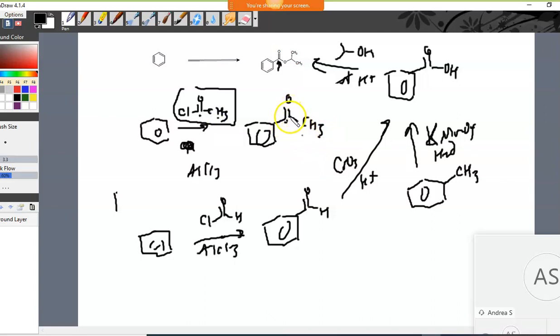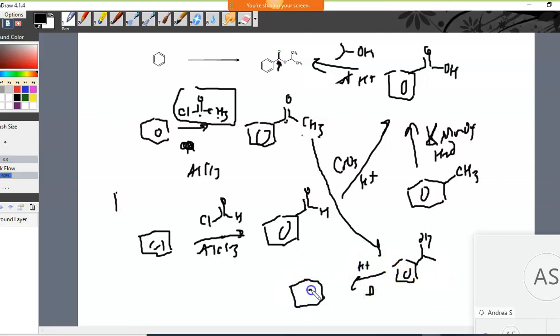You would have to reduce this to the alcohol, like this, and then eliminate it, H plus and acid, to form a double bond, and then you would have to cleave it. So yeah, a lot more steps, but it would still work. And then if you do the oxidative cleavage, it'll cleave this and turn it into the acid, right?